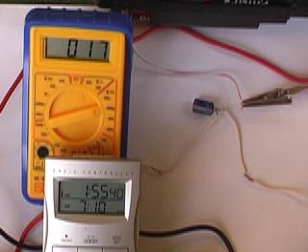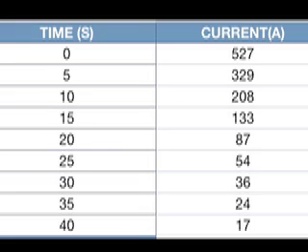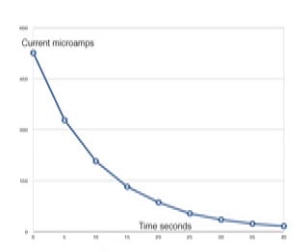The values of the current that I recorded are shown in this table here. You need to draw a graph of time on the horizontal axis and current on the vertical axis, either from a spreadsheet or by hand. From the graph we're going to try and calculate the time constant.